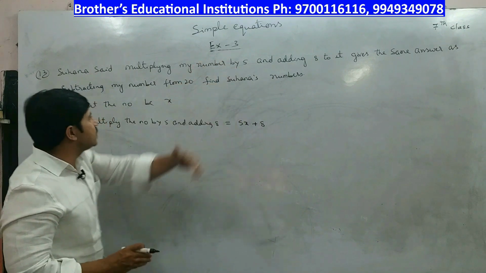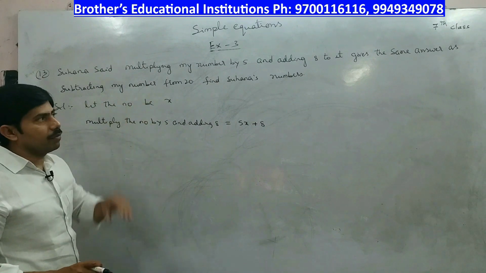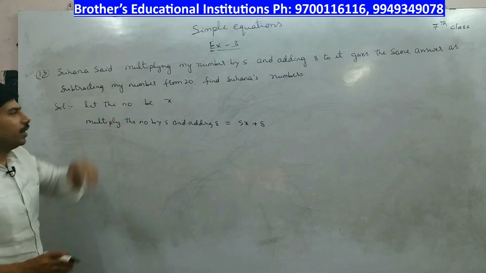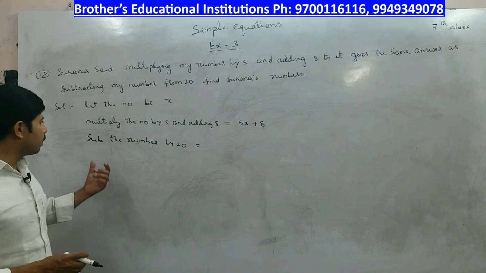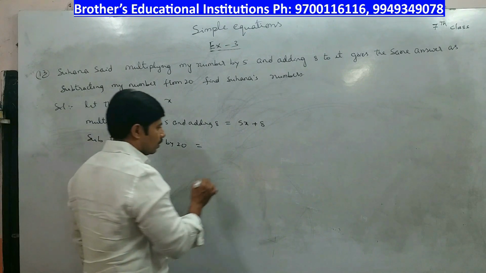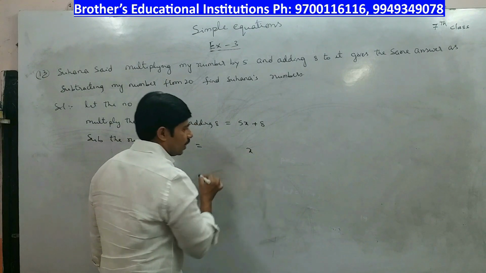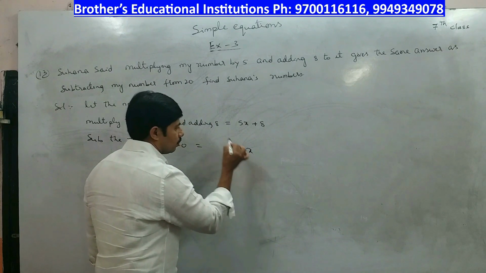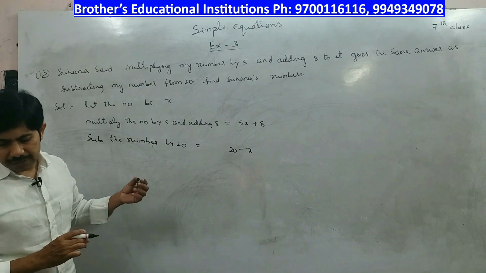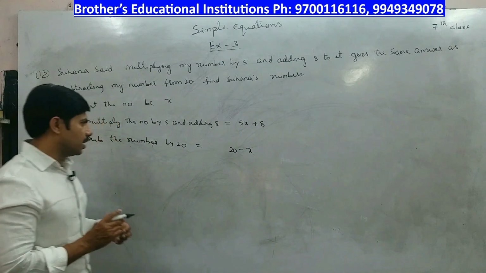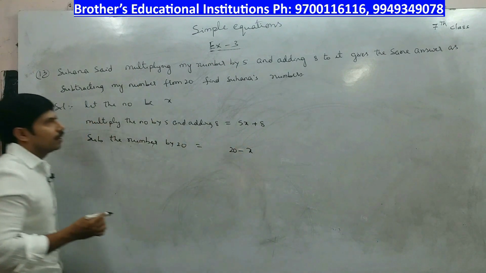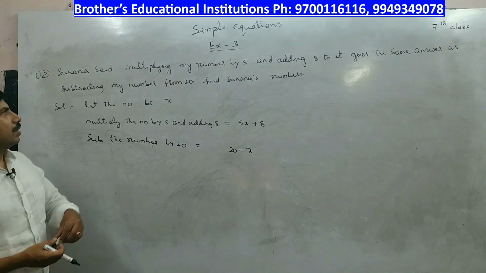Gives the same answer as subtracting my number from 20. We will see about the same answer later. Subtracting my number from 20, that we will write. So subtracting the number from 20 means, what is the number we have? x. We are subtracting it from 20, so 20 minus x. Subtracting the number from 20 is nothing but 20 minus x.